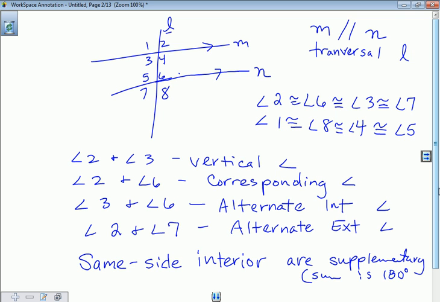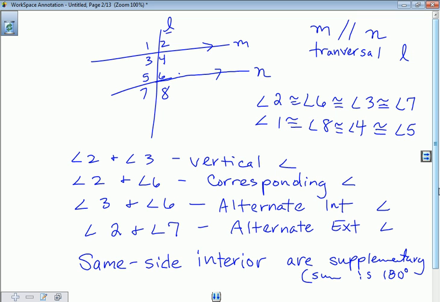Let's talk about why. We know that angles 2 and 3 are congruent because they are vertical angles. We had to use that in proofs, didn't we? Vertical angles are congruent. We know that angles 2 and 6 are congruent. Angles 2 and 6 are in the same position. They're both at the top right above their parallel line. So those are called corresponding angles. We know that corresponding angles are congruent.